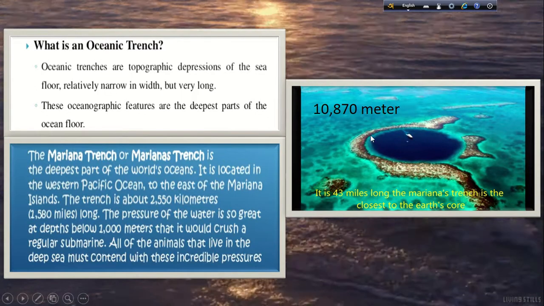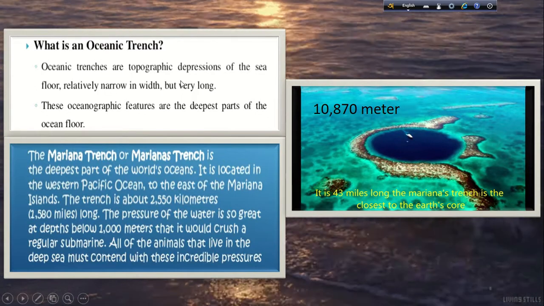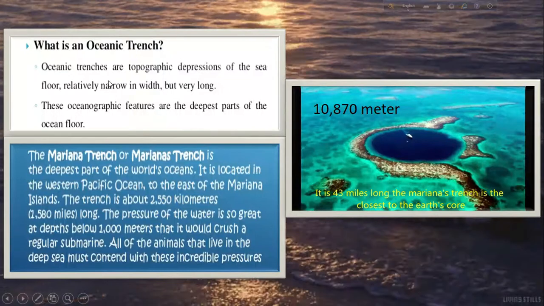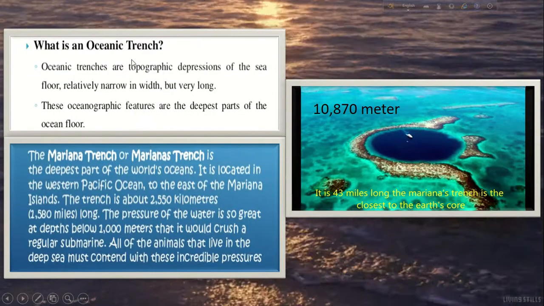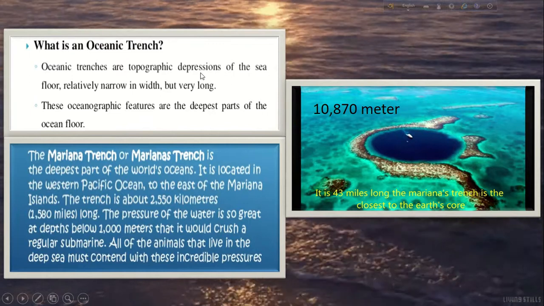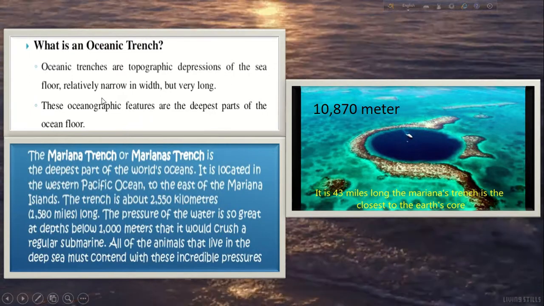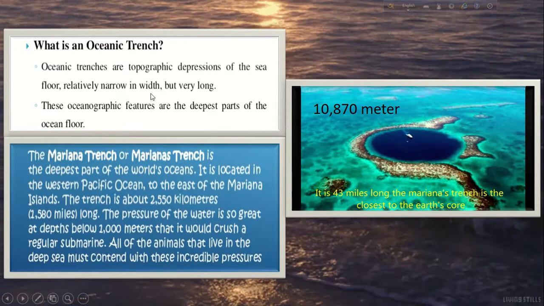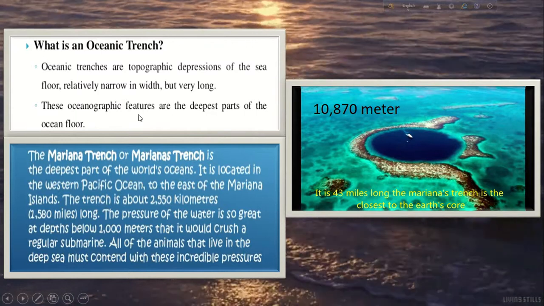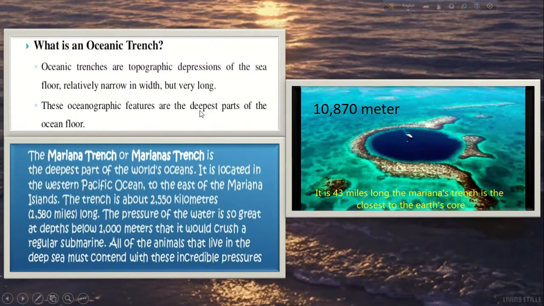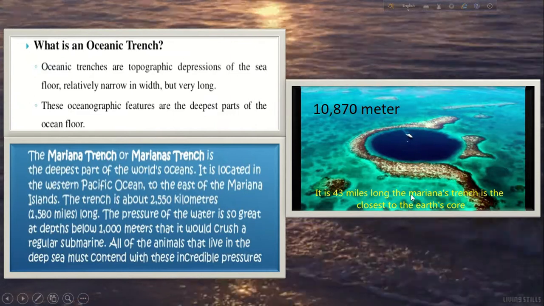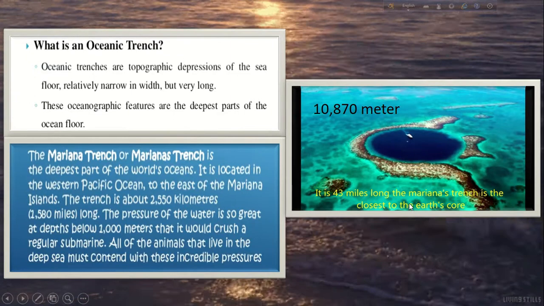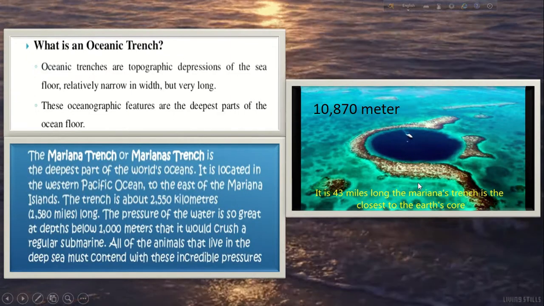Now a question may arise, what is an oceanic trench? Follow here, oceanic trenches are topographic depressions, that is, geographically they are depressions of the low-lying area of the sea floor, relatively narrow in width but very long. These oceanic features are the deepest part of the ocean floor, and it is 43 miles long. The Mariana Trench is the closest to the Earth's core.